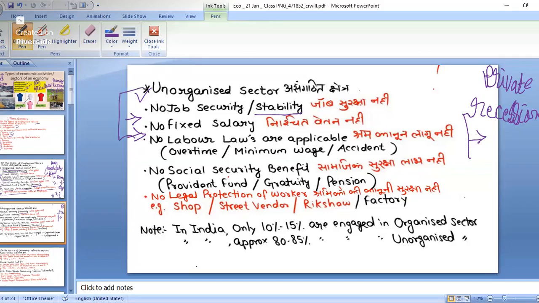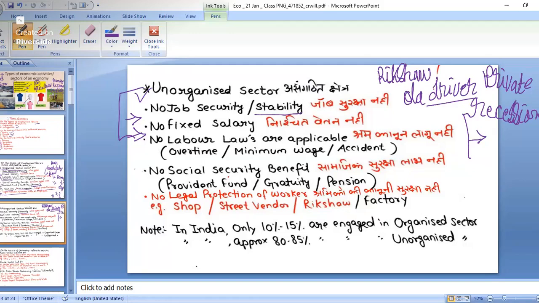In this unorganized sector, you can take the case of a rickshaw puller itself, or a driver, like Ola and Uber drivers. Here they don't have any job security, there is no fixed salary, and no labor laws are applicable to them.